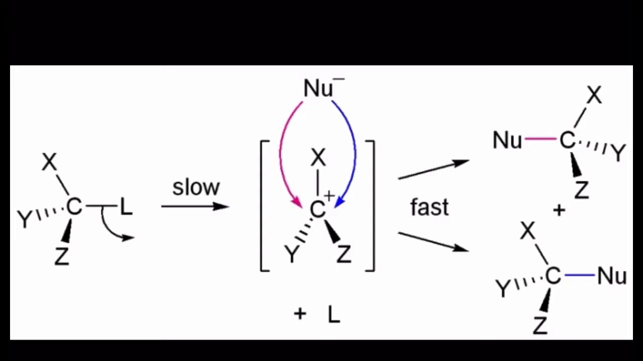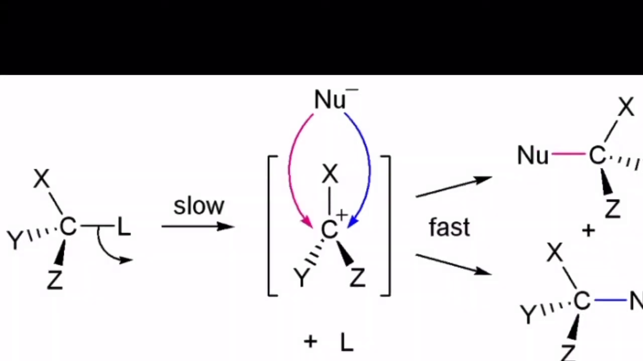Now, when the water attacks it, you form an oxygen with 3 bonds, and oxygen likes to form 2 bonds, so the oxygen atom gets a plus charge. And what would happen afterwards is you'll have another water in solution that will deprotonate that, and then you'll end up with your hydroxyl group forming on the carbon atom.